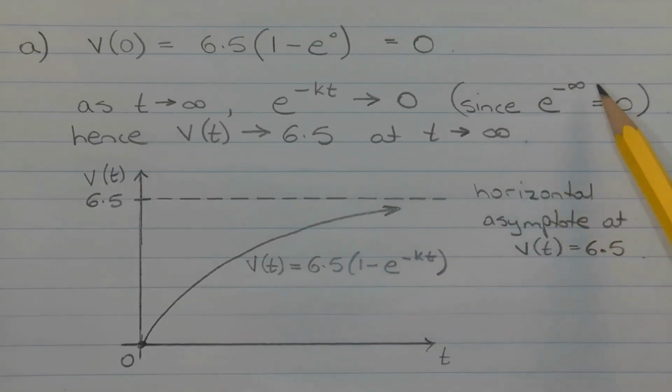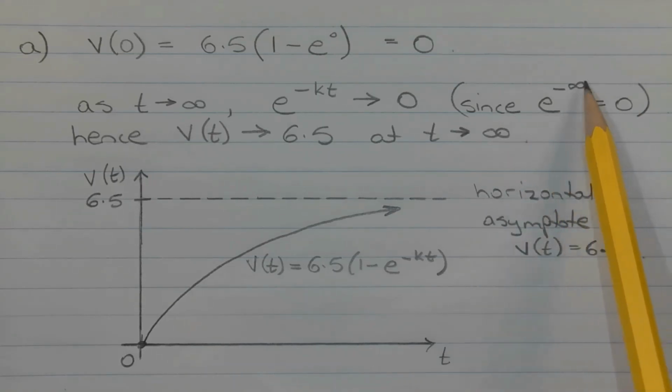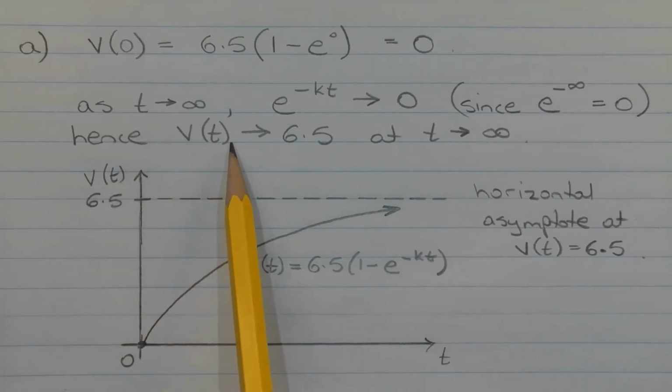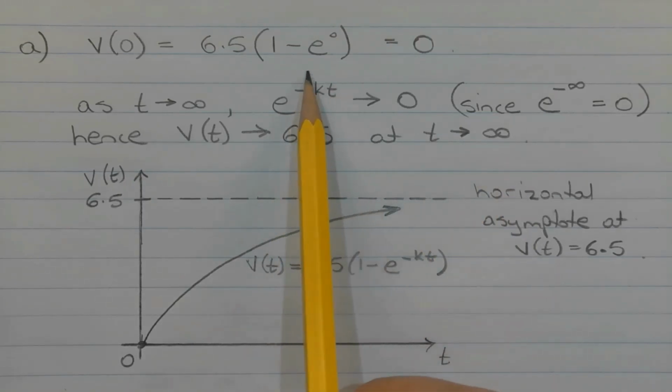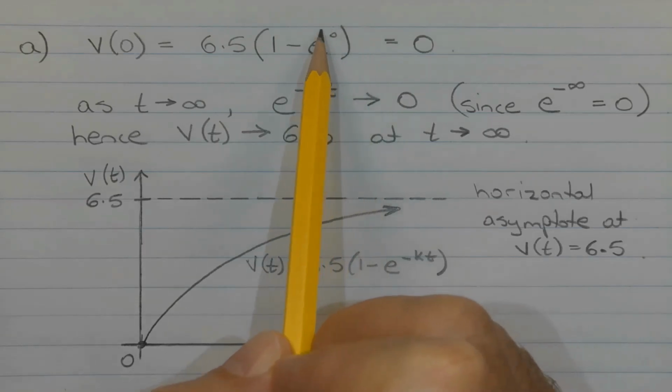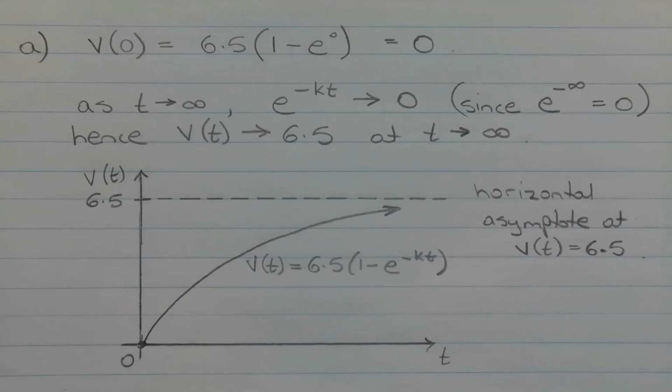If we think about it in terms of limits, the limit as t approaches infinity of e to the power of negative kt is equal to 0. Hence, V(t) approaches 6.5 as t approaches infinity, because this e to the power of negative kt approaches 0, and then we're just left with the 1. So 6.5 times 1 is just 6.5, and that's why V(t) approaches 6.5 as t approaches infinity. And that is in fact our horizontal asymptote on the graph.